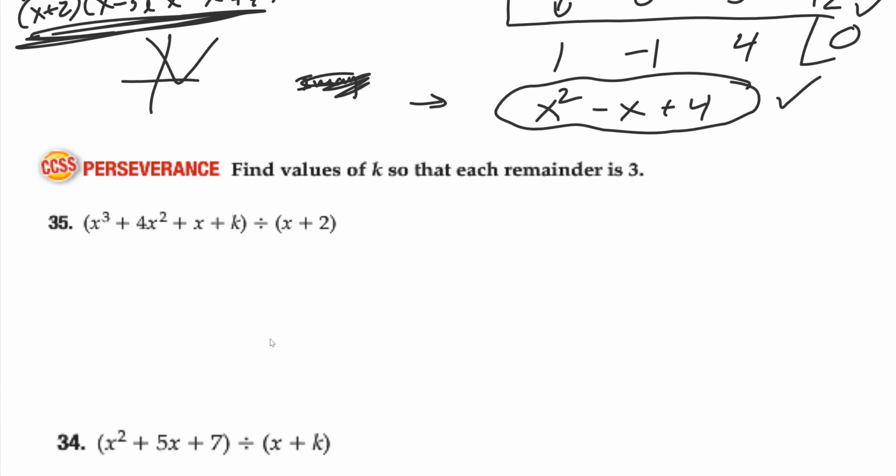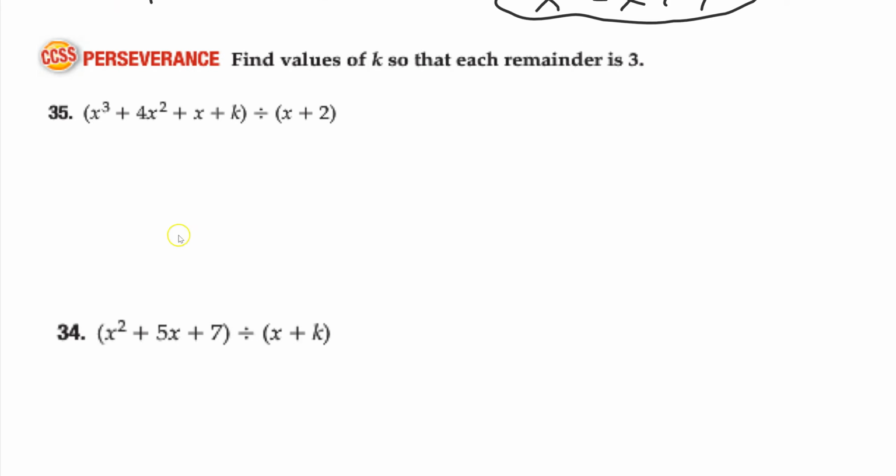Okay, almost done. Look, this one's fun. Look at this problem, what it wants us to do. Find the values of k so that each remainder is 3. So the remainder is 3. So we're saying when I divide this by that, the remainder is 3. So how do we do this?